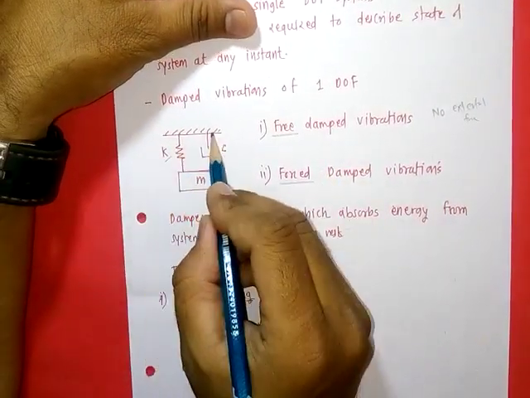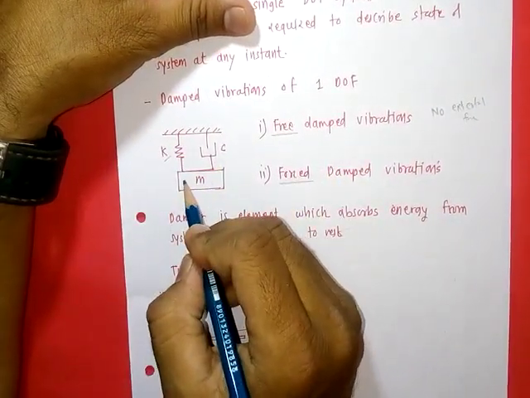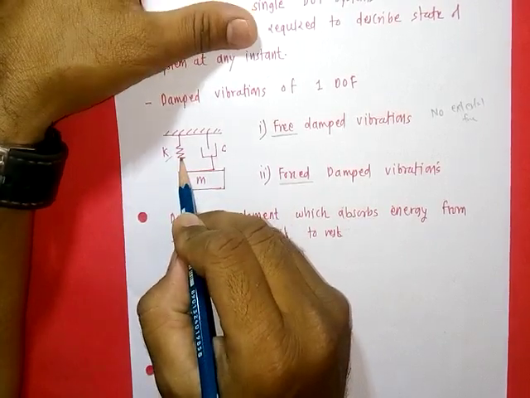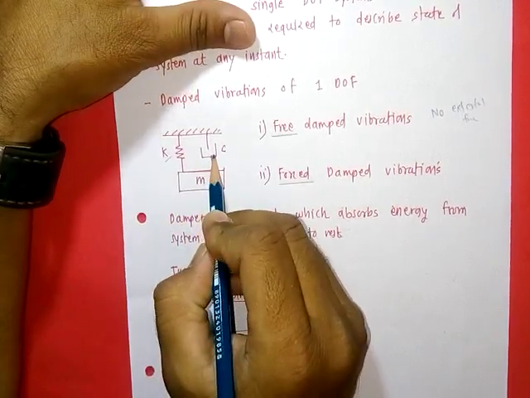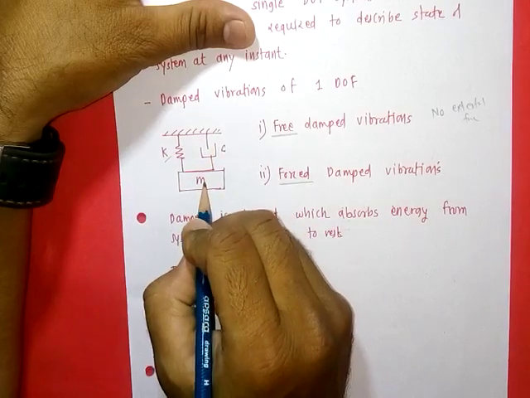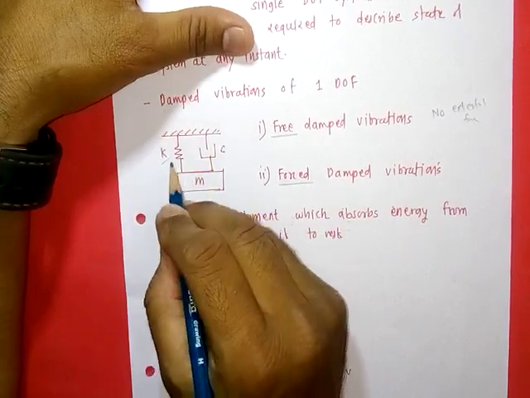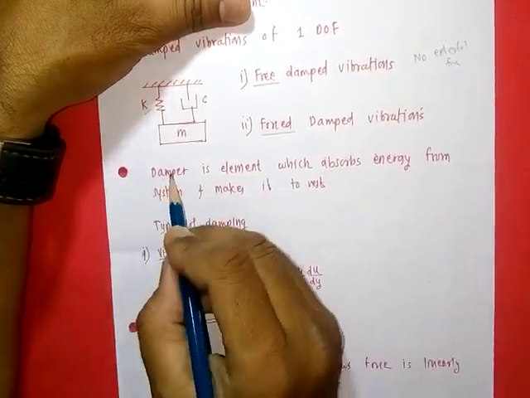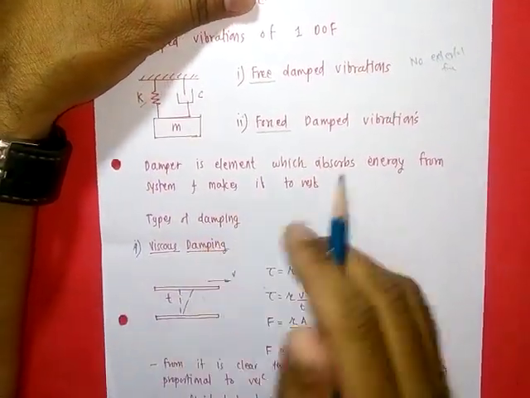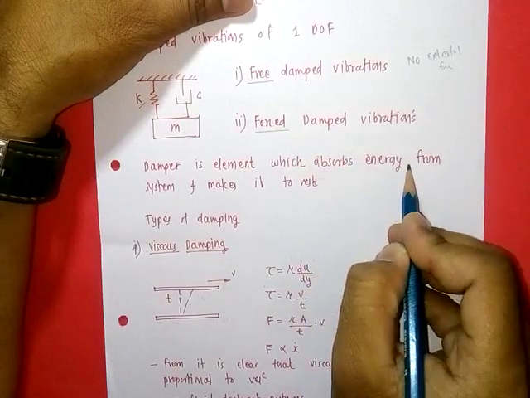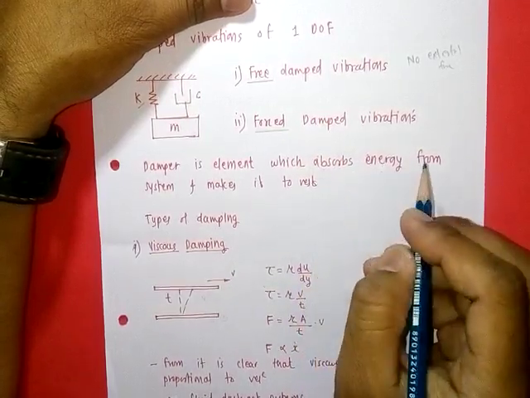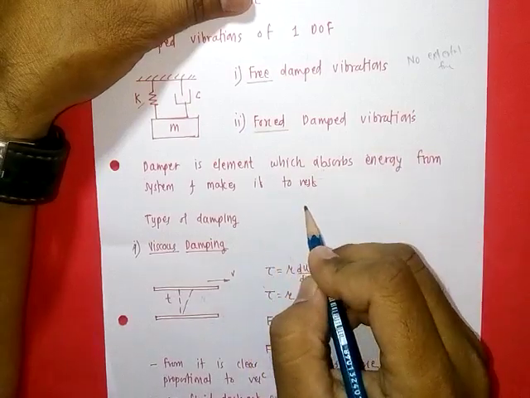There are three elements in damped vibrating systems. One is a spring, second one is a damper, and third one is a mass. So these are the basic elements in damped vibrating systems, in which the damper is an element which absorbs energy or opposes movement of the system and makes it come to rest.